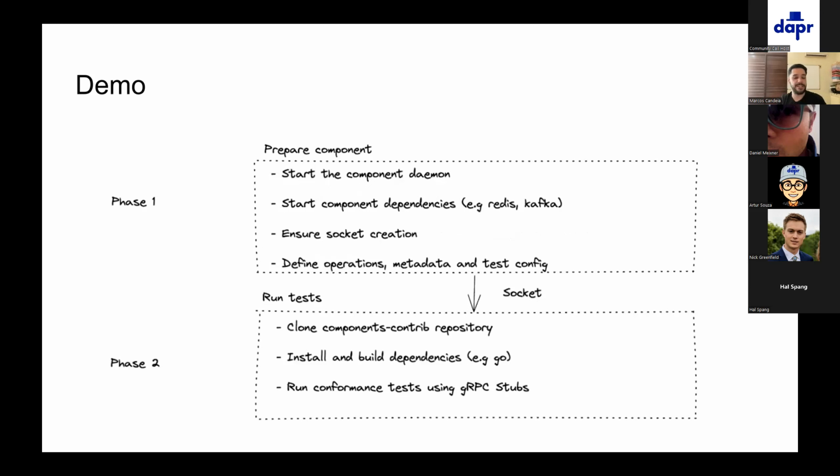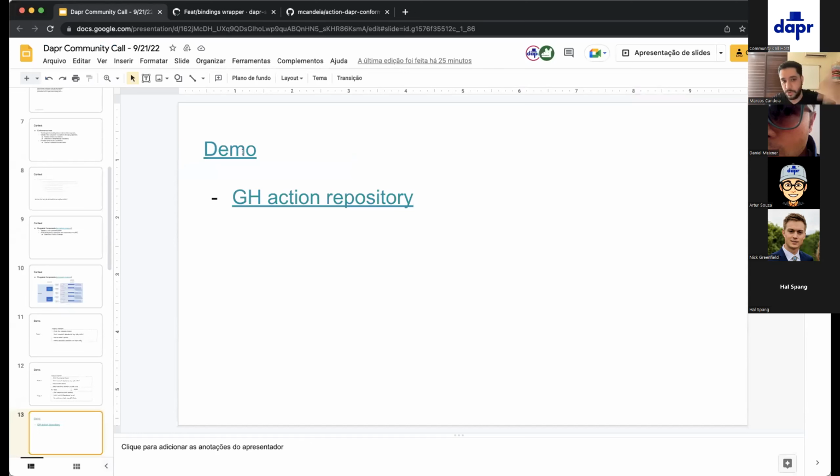And phase two is basically running the test itself. So once you have a socket defined, from the Dapr point of view, it's basically a component behaving as a pub sub, as a state store, or as a binding or secret store, whatever you can create. And then running the conformance tests itself doesn't change from what we have today. It's basically the same thing, but you are testing against a pluggable component.